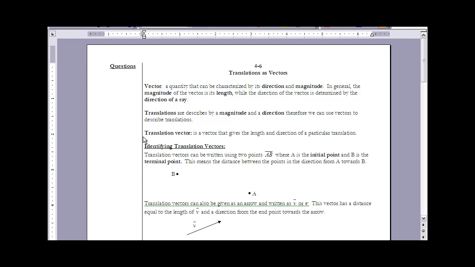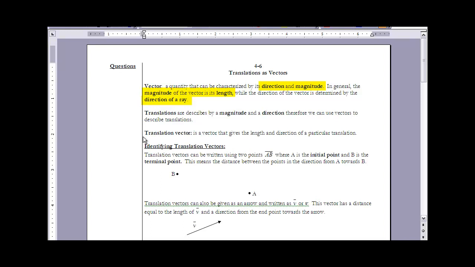First of all, let's look at what a vector is. A vector is a quantity that can be characterized by a direction and a magnitude. When we talk about the magnitude of a vector, we're generally talking about the length of that vector. However long it is, that's the magnitude. The direction of a vector is the direction of a ray. So every vector has a direction of a ray and a certain length that determines that direction and magnitude.